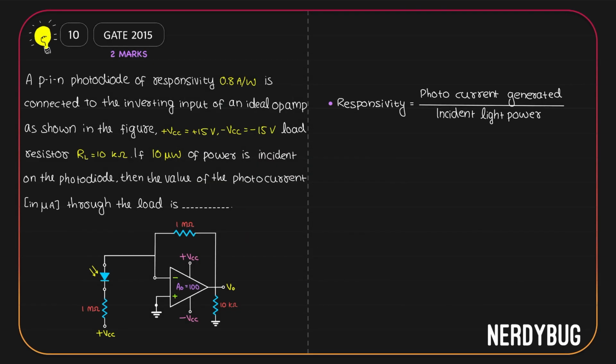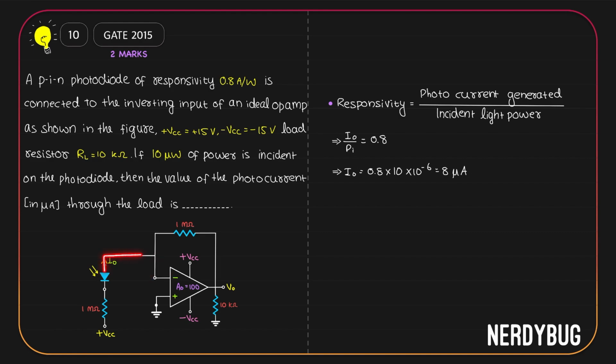Now, the photocurrent generated by the photodiode will flow from the N side to the P side in this direction. Let us call it I0. Then, I0 divided by the incident power will be 0.8. It is given that the incident power is 10 microwatt. So, we get I0 is 8 microampere. Now, I0 is the same current that will be flowing through the 1 mega ohm, because since the OpAmp is ideal, no current can flow into the terminal.